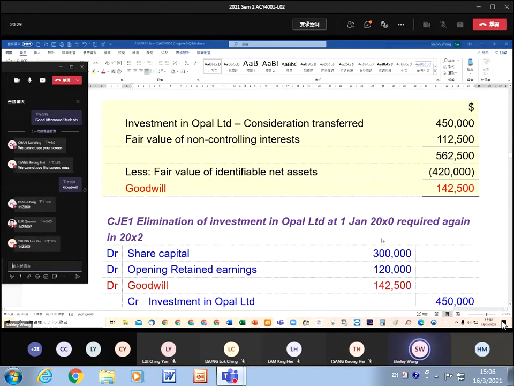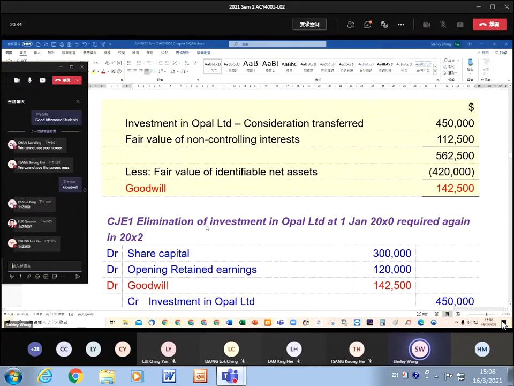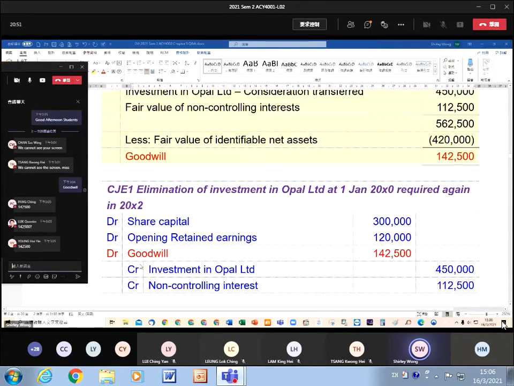With this information, we will prepare CJE number 1. For CJE number 1 here, we will call it elimination of investment in the subsidiaries at 1st of January 2000. This is the acquisition day. And then it is required again in 2002, that is R.E. and add. So we will debit share capital, debit opening retained earnings, and credit investment in Opera Limited, that is the purchase consideration, and also the NCI, and then the remaining will be the goodwill. In this case it is easier because there is no fair value difference, so we do not need to handle that part.